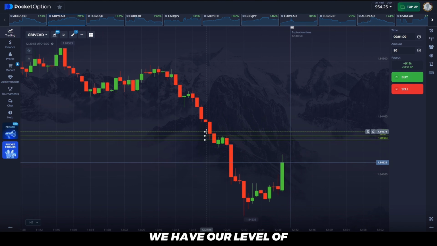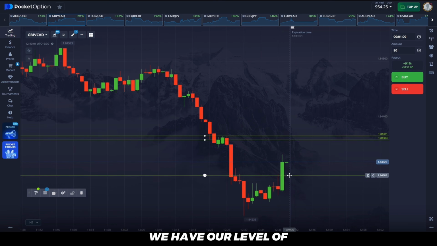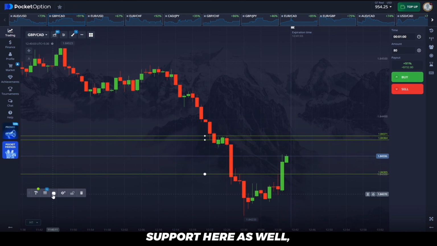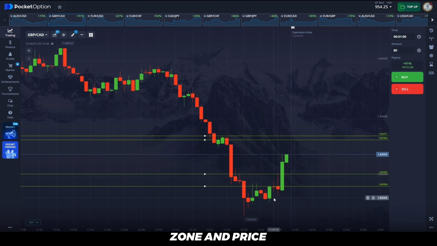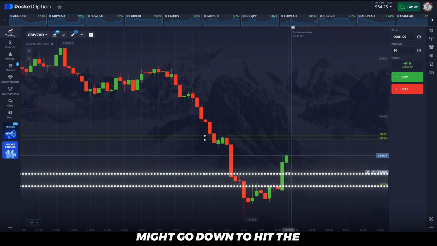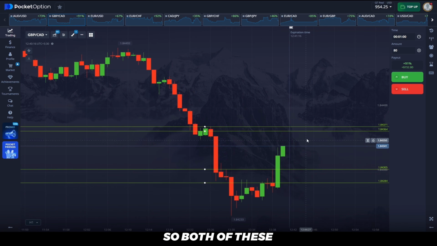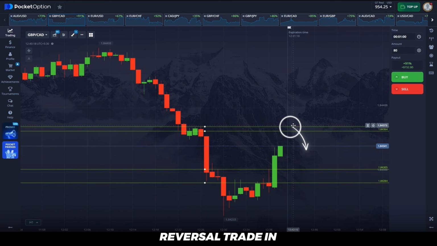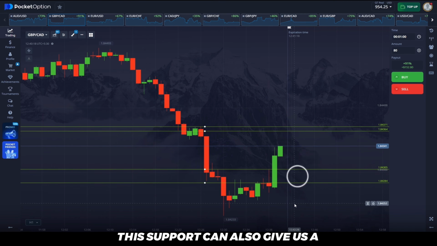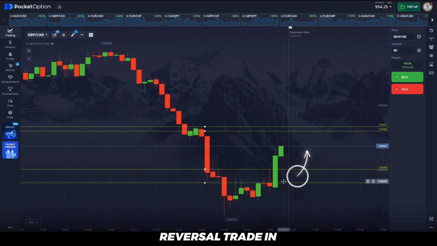Second, we have our level of support here as well, which is a liquidity zone, and price might go down to hit the stop losses of retail buyers, and then it will start moving up. So both of these zones are important. The resistance is important for a reversal trade in the downward direction, and this support can also give us a reversal trade in the upside direction.